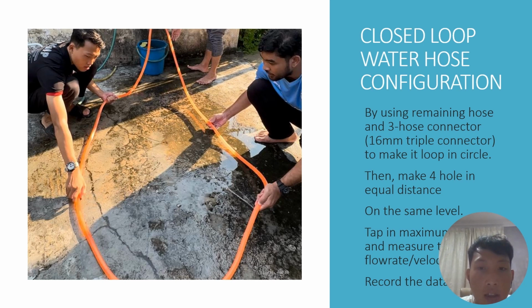So for the next experiment, which is closed loop water hose configuration, by using the remaining hose and 3 hose connectors, 16 mm triple connector, make it loop in a circle, then make 4 holes at equal distance on the same level, tap at maximum level and measure the flow rate or velocity. Lastly, record the data. That's all from me. Thank you.